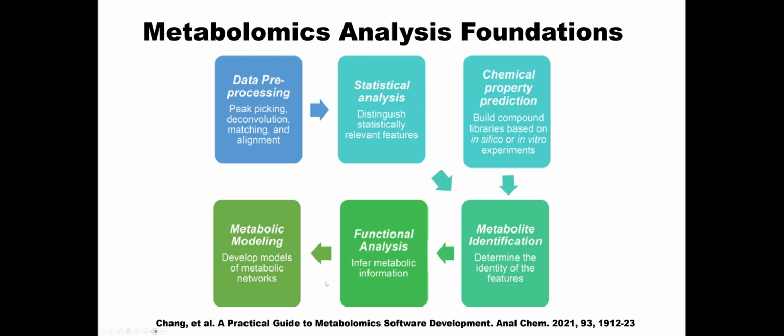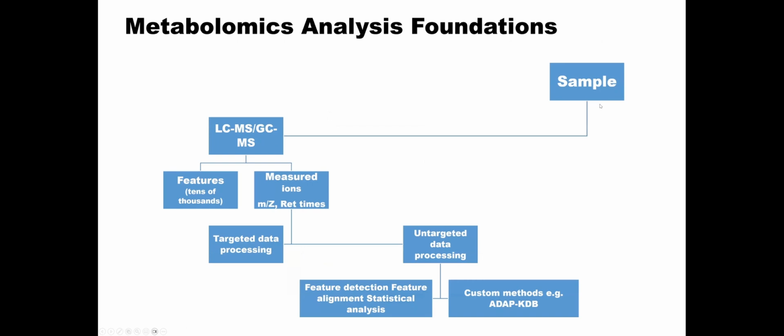The analysis foundations are described in a paper we published in Analytical Chemistry with collaborators. The sample is really processed. For example, you get LC-MS data, GC-MS data, or LC-MS/MS data. We can look at all the features, tens of thousands. We can measure ions, m/z and retention times. We can do both targeted and untargeted data processing. I'll tell you in a minute more about this. And then you can look at feature detection, which tells you, for example, that this mass spec feature belongs to 25,27-dihydroxycholesterol or things like that.